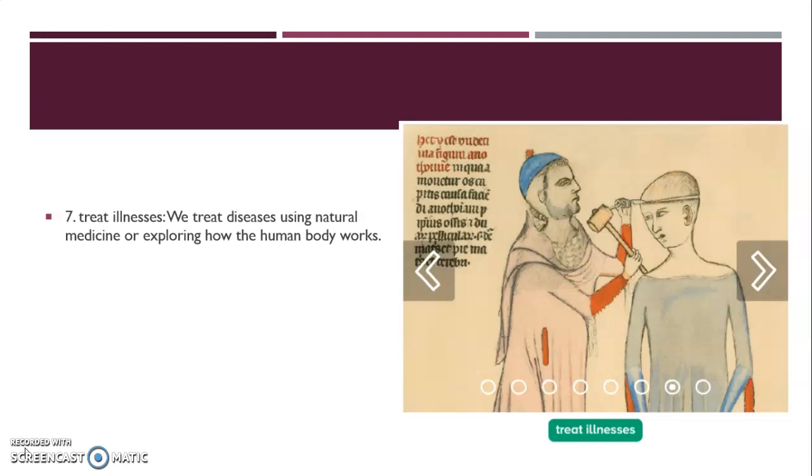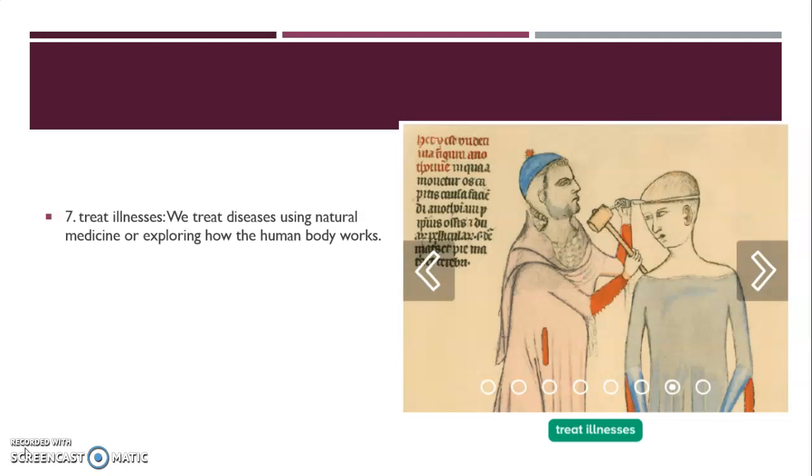Treat illnesses. We treated disease using natural medicine or exploring how the human body works. What about nowadays and in the future? Let me know your answer in the chart.